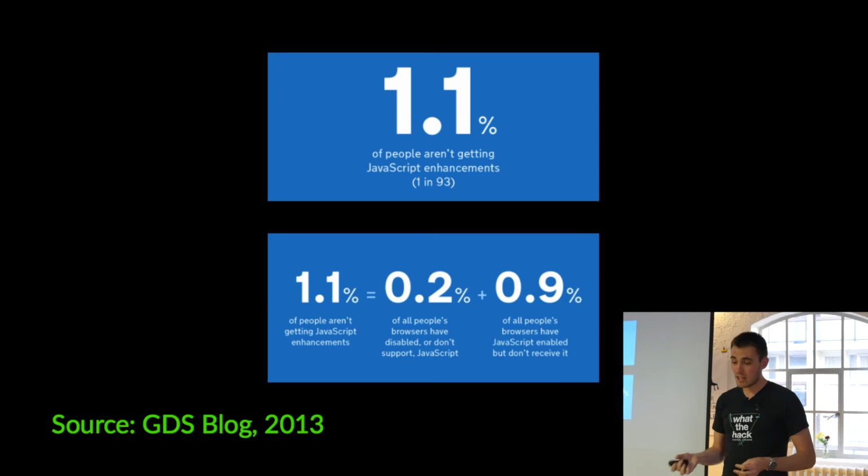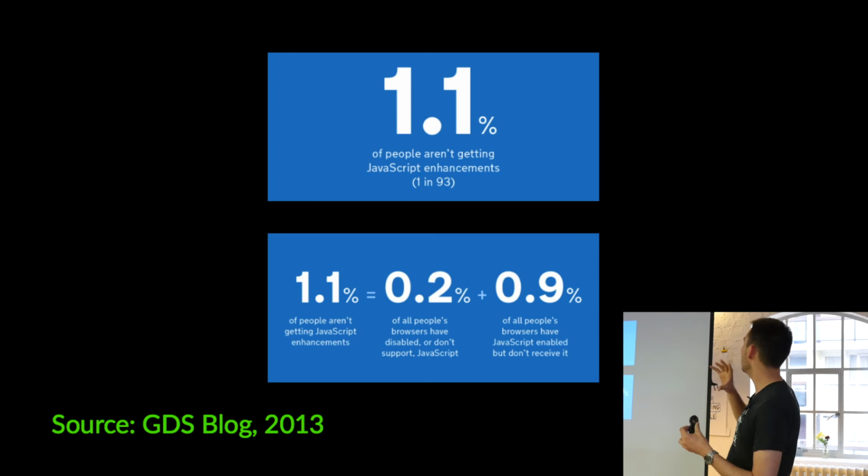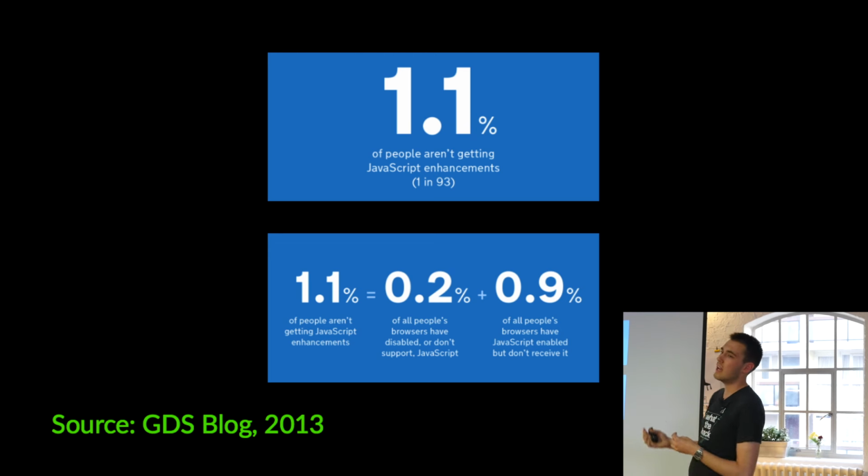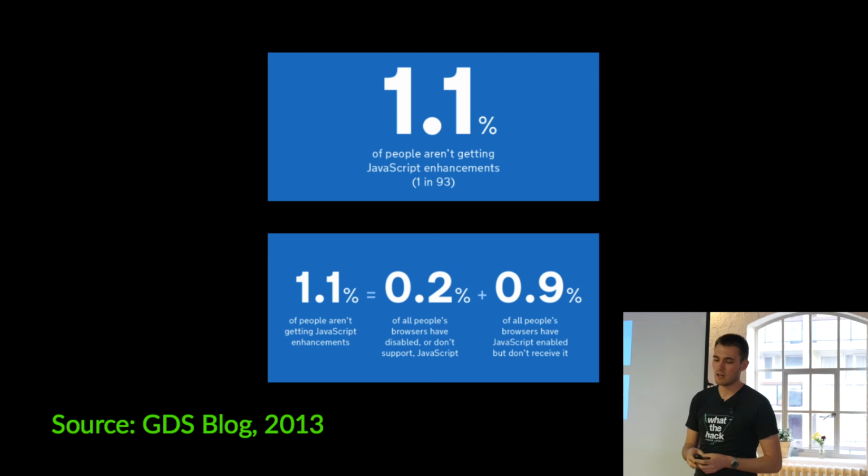I used to work at GDS as well, along with Sharon, and we did this study, or I say we, someone in the company did, but if I say we, it sounds like I was involved. On the GovUK website, 1 in 93, or 1.1%, of people weren't getting JavaScript. So when they visited GovUK, for whatever reason, we didn't have any JavaScript running.